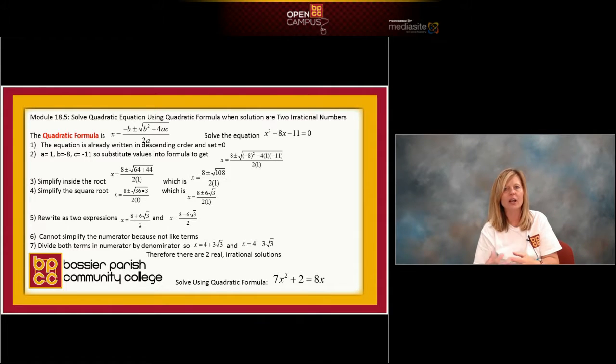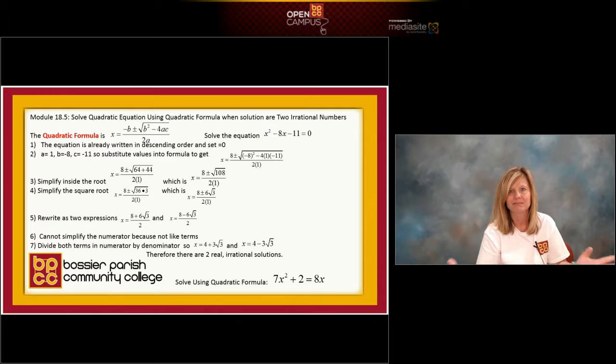When you're solving a quadratic equation and you get square roots in your solution, it means you have irrational numbers. That tells me and you we could have never factored that equation to solve it. Okay? Let's go to the whiteboard.